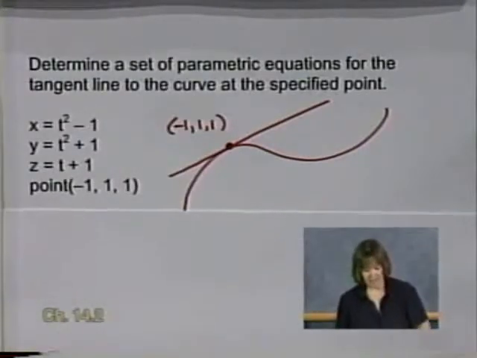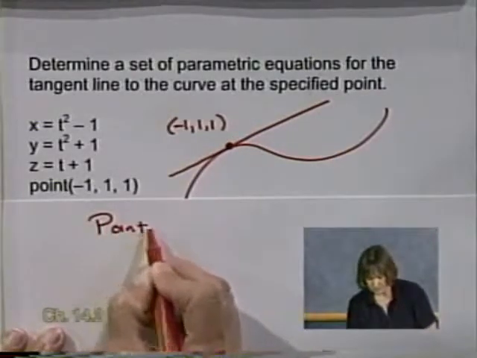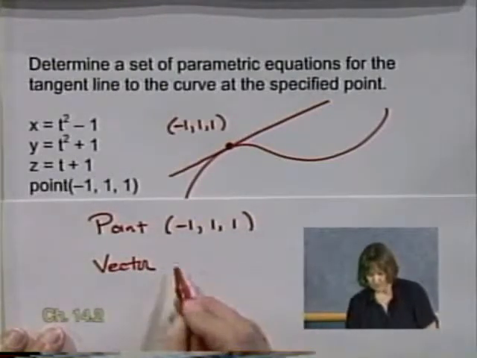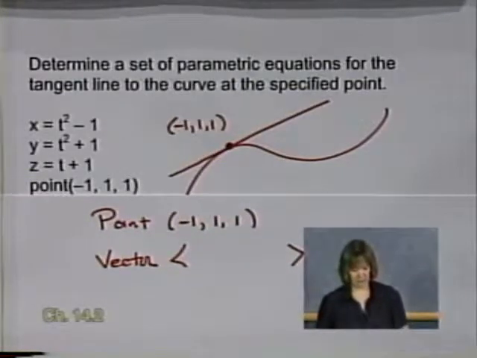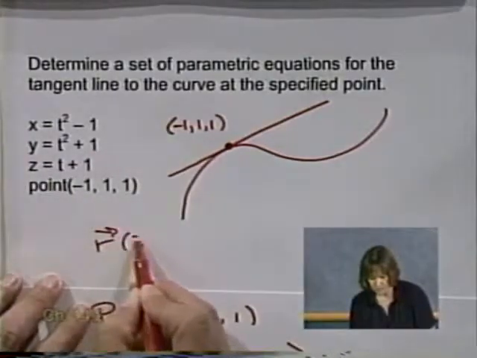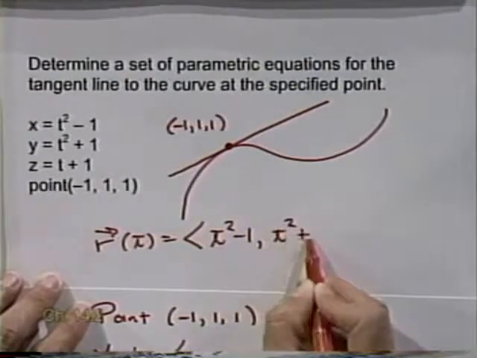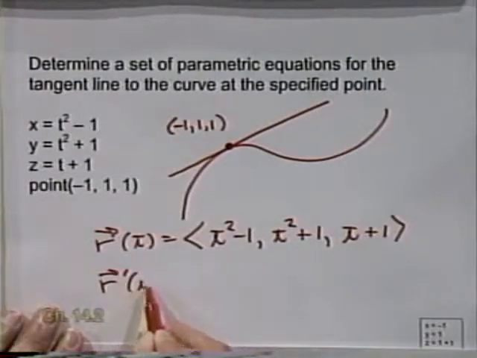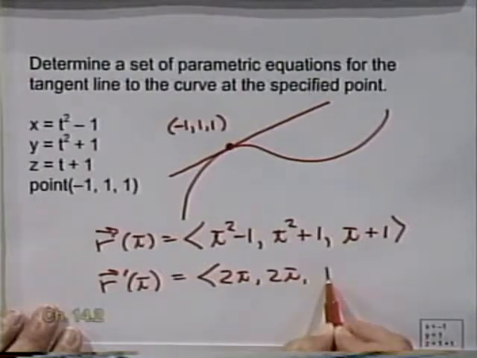To get the equation of any line, we need a couple things. We need a point. They gave me the point, negative 1, 1, 1. And we need a vector parallel to the line at that point. How do you think we're going to get the vector? Well, notice this equation we could write as r of t is equal to the x component t squared minus 1, the y component t squared plus 1, and the z component t plus 1. So if I wanted to take the derivative, I would get 2t, 2t, 1.